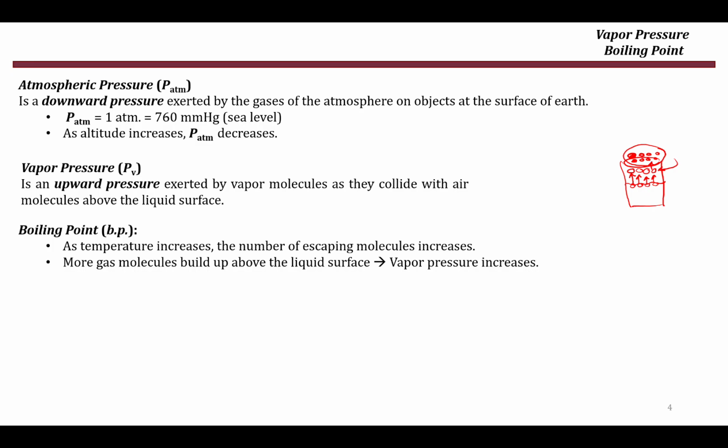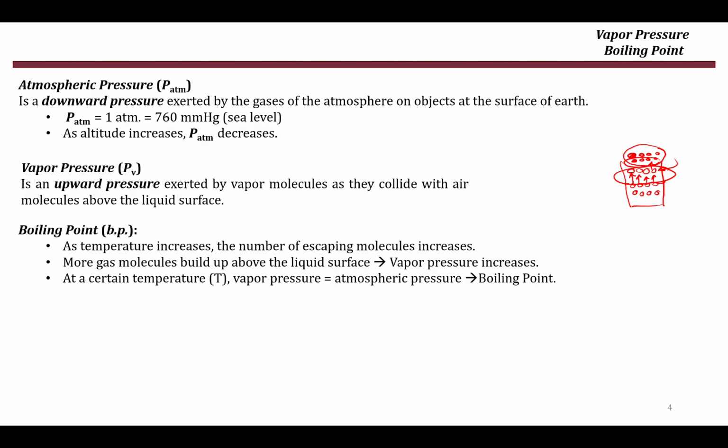What is the boiling point? Now, as the temperature of a certain liquid increases, the number of escaping molecules will start to increase. Basically, we have more gas molecules in the space above the liquid surface, and because of this, the vapor pressure, which is the pressure exerted by these gas molecules, will increase. So increasing the temperature will increase the amount of evaporation. This will increase the amount of gas molecules and consequently will increase the vapor pressure of a certain liquid.